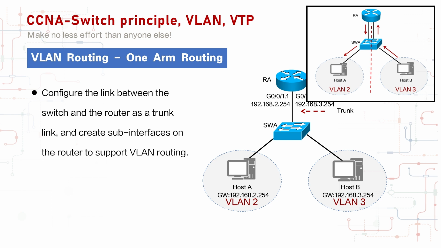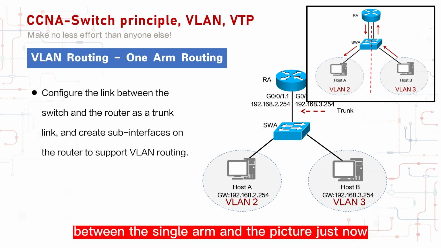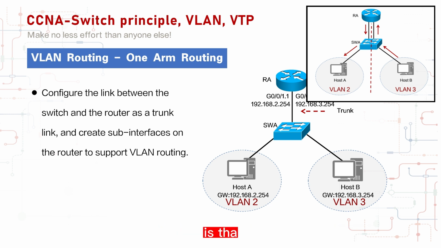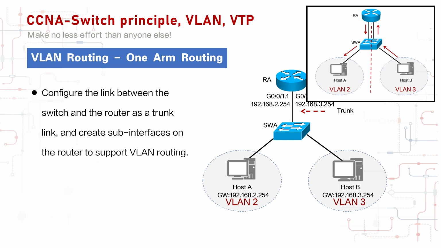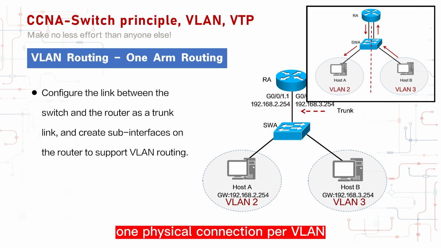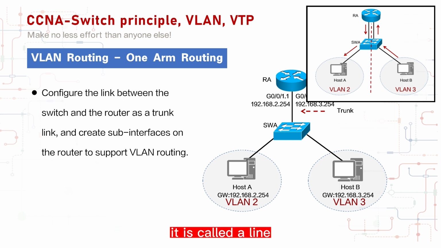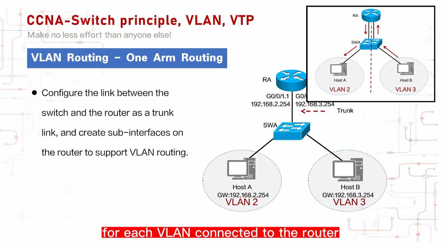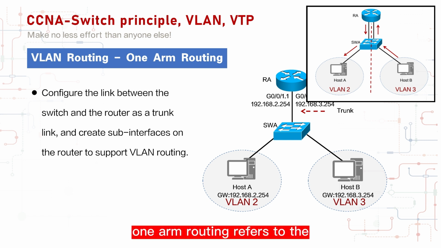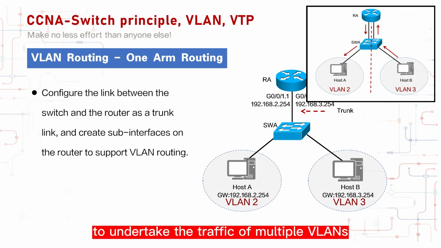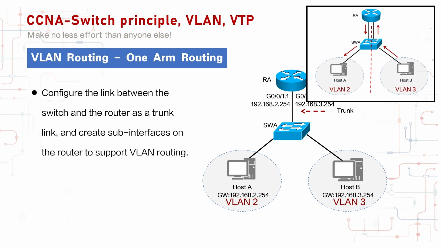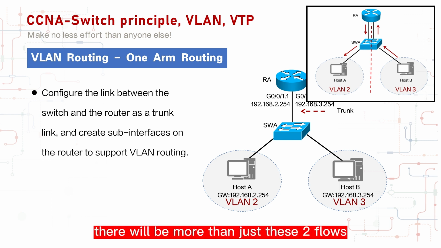One-arm routing. The difference between the single arm and the picture just now is that there are 2 lines in this graph, while this picture has only 1 line. The previous one was 1 physical connection per VLAN. It is called a line for each VLAN connected to the router. This has one router interface. One-arm routing refers to only one line undertaking the traffic of multiple VLANs.